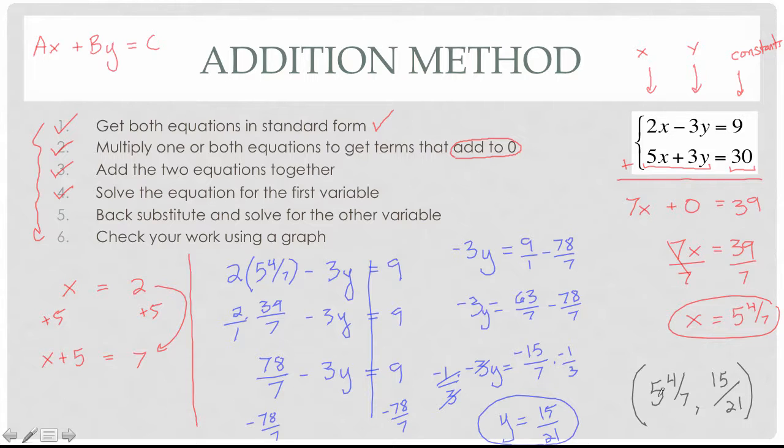So about, roughly about 5.5 and then 3/4. So there we go. We just back substituted and we solved for the other variable. We know x and y. This is my intersection point.